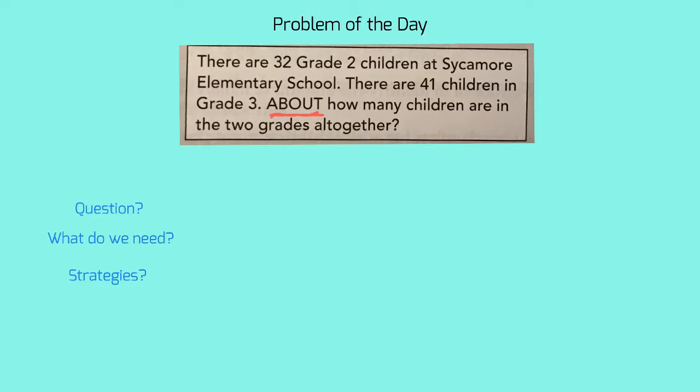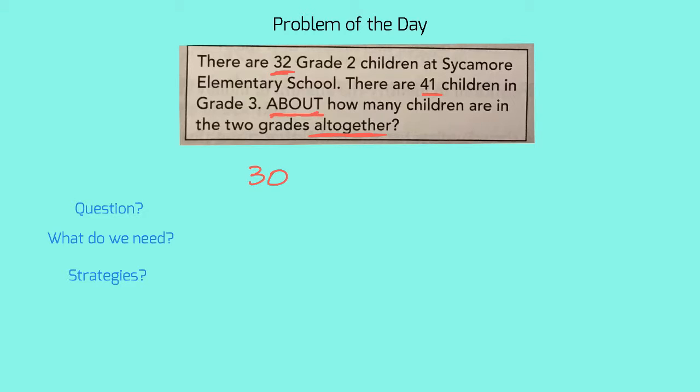So we know there's 32 in grade 2 and there's 41 in grade 3. So we're asking how many all together, about how many. So the number 32, how would we round that number? Would we round it up or round it down? Get ready? Yes, down, and that number would be 30.